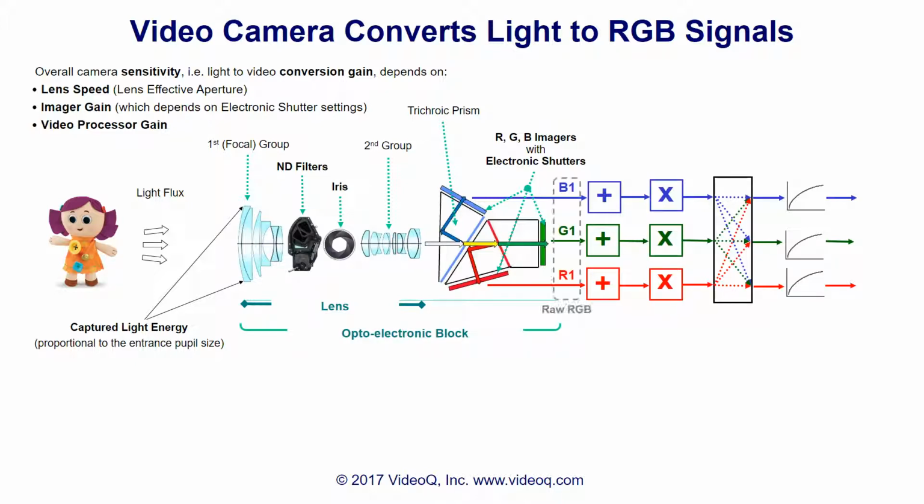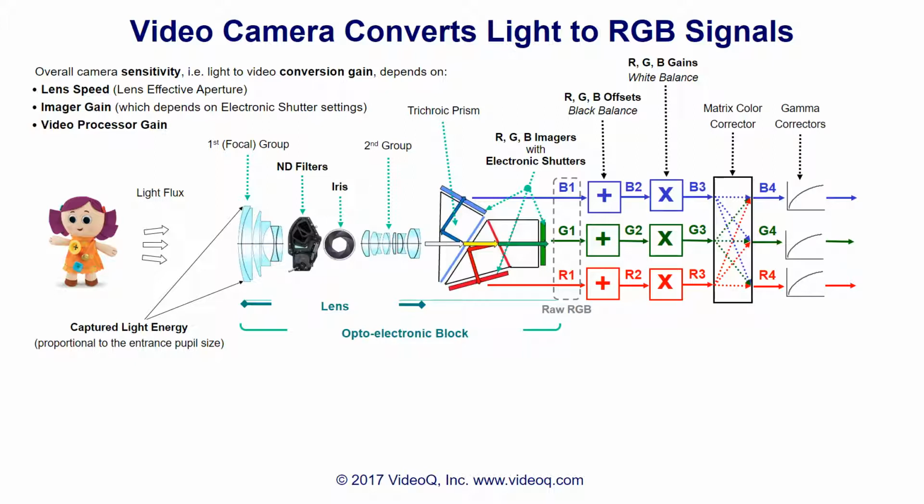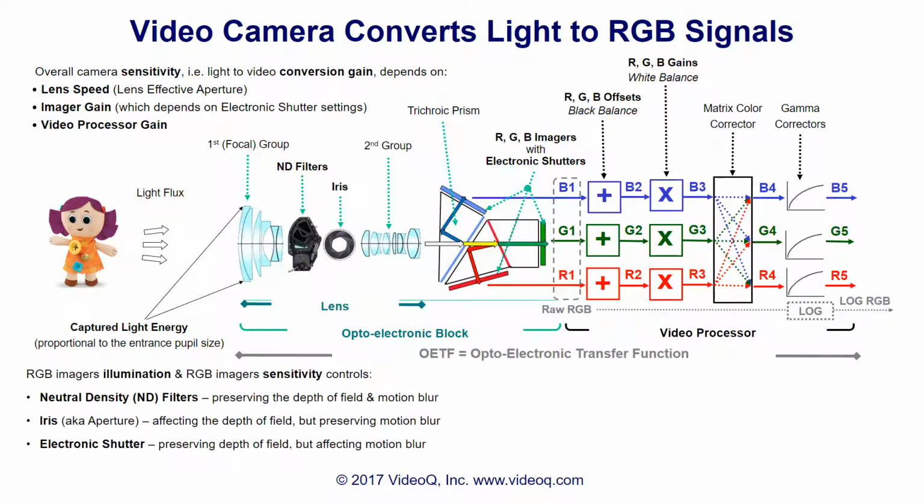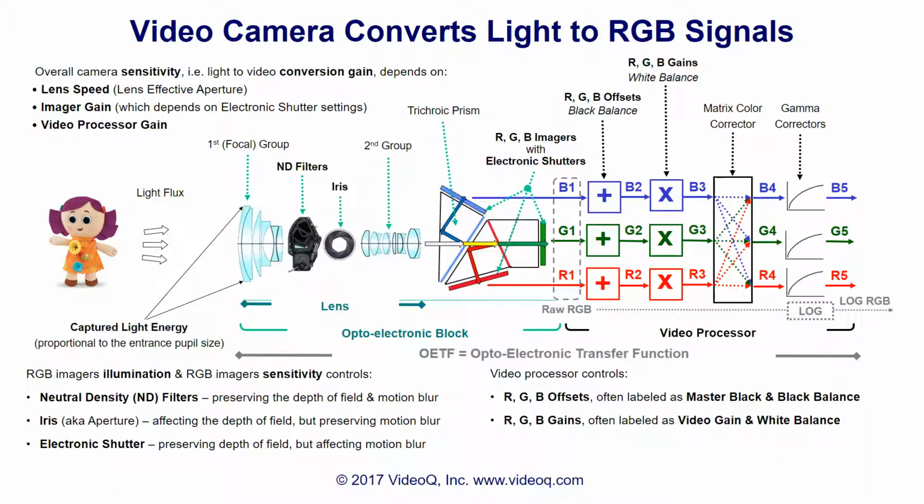The optoelectronic block, starting at the entrance pupil of the camera lens, producing a triplet of so-called raw video signals, red, green, and blue, and a sophisticated video signal processor, which converts this raw video into the final color image. Standards define only some details of this process. Most importantly, they specify the generic parameter, optoelectronic transform function, or OETF. Standards also define the reference black and reference white levels.